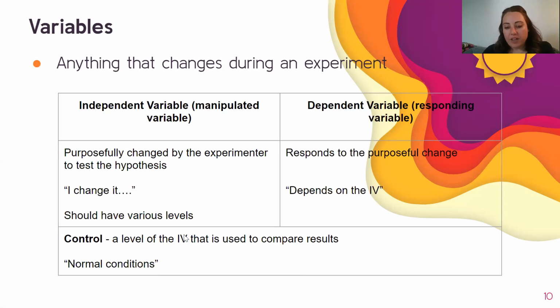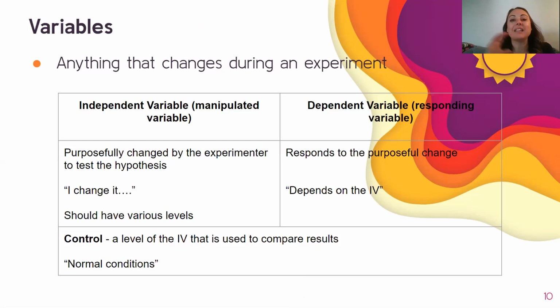So the IV stands for independent variable. The independent variable is also called the manipulated variable. This is the thing that I change. I for independent variable. I am the researcher. I am going to change it. Have I said I enough? Okay, I change it, and so we call it the independent variable.